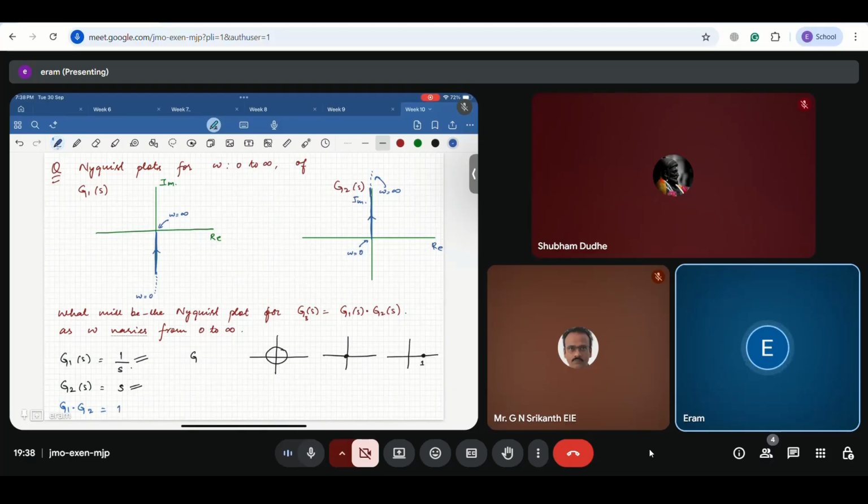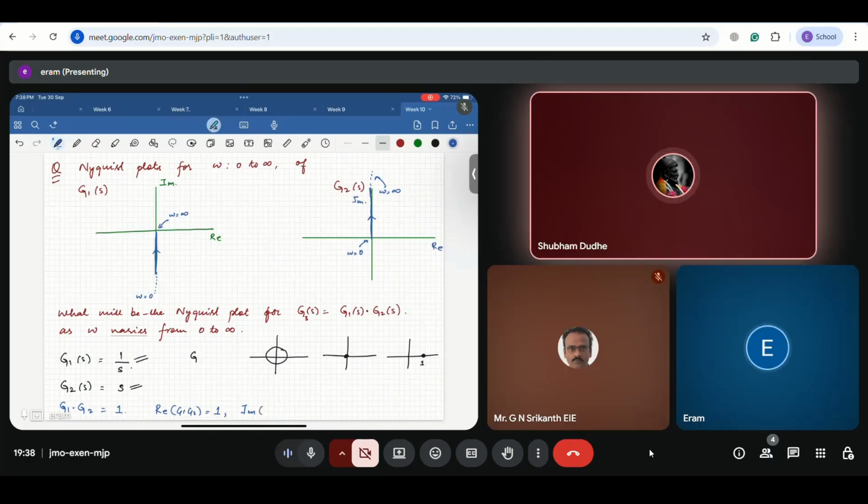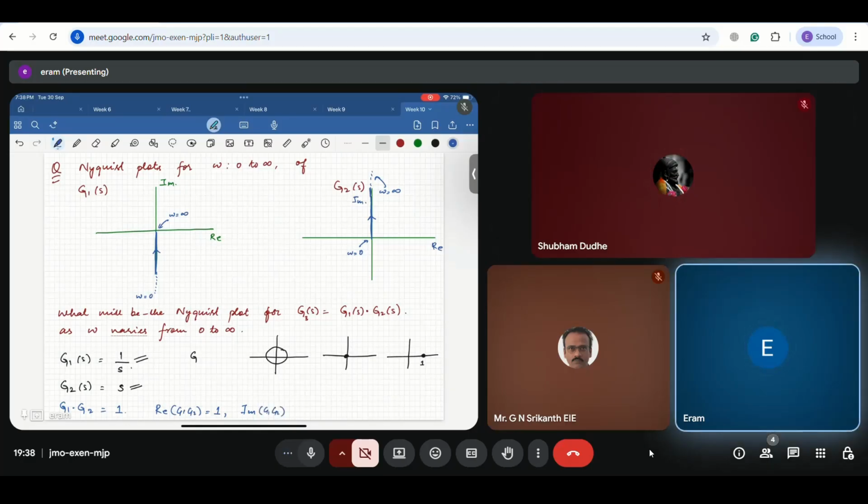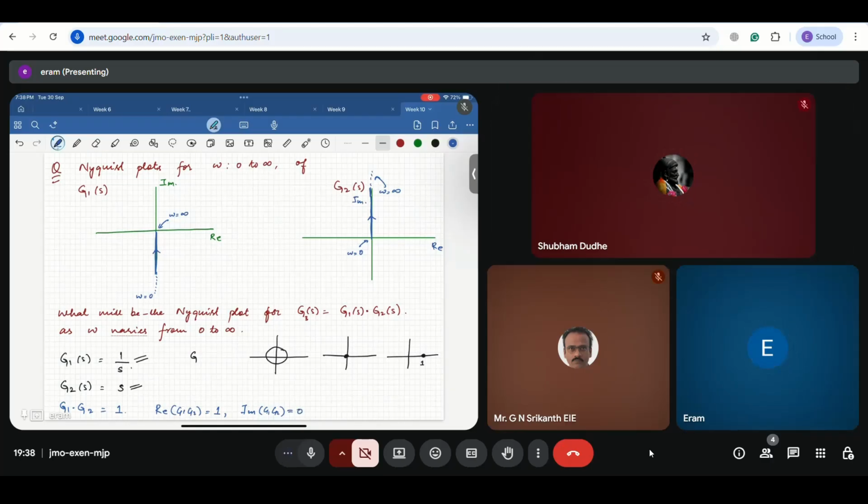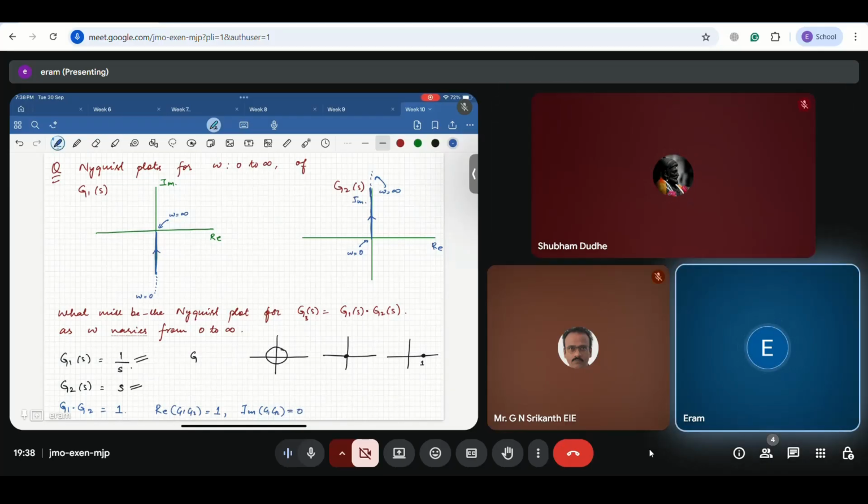It is nothing but 1, because 1 by s into s is just 1. So what is the real part of g1 into g2? It is 1. And what is the imaginary part? It is 0. We have no imaginary part. Okay, so either option 2 or option 3, option C is correct.